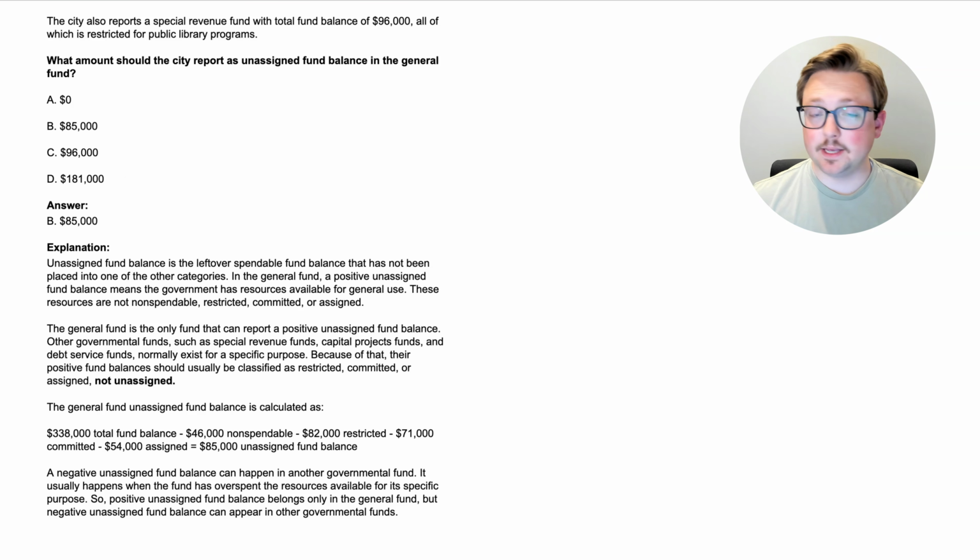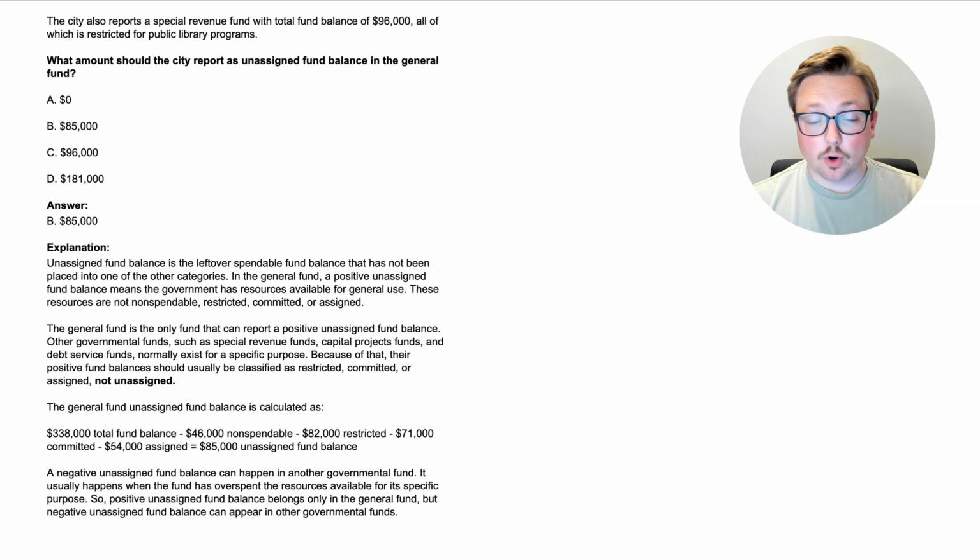The answer is B, $85,000. Again, you probably were able to figure that out just based on everything we've learned so far. Let's go through this. Again, this is the final piece of fund balance, unassigned fund balance. Unassigned fund balance is the leftover spendable fund balance that has not been placed into one of the other categories. In the general fund, a positive unassigned fund balance means the government has resources available for general use. These resources are not non-spendable, restricted, committed, or assigned.